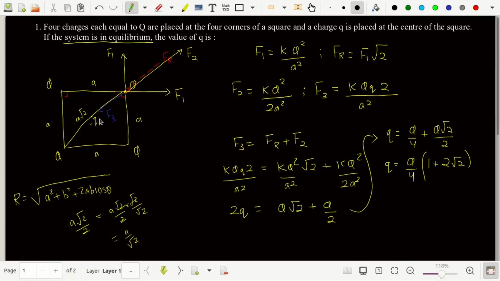And as earlier stated, the system was in equilibrium, so the centered charge must be negative. Out of those 4 options, the correct answer is minus Q by 4, 1 plus 2 root 2. So this is going to be the solution of this particular problem. Thank you so much for watching it.